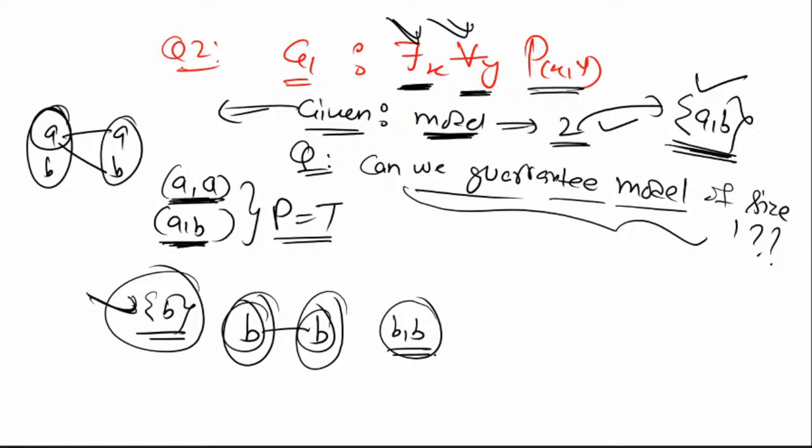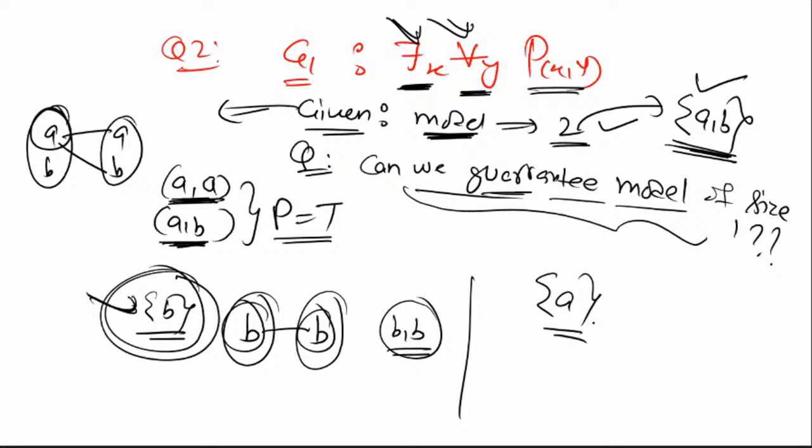So can I say that there does not exist a model of size 1? No, I cannot say that. Why? Because I have to guarantee that there is no model of size 1. So far I have only proven that this may not be the model of size 1. But what about this other model?